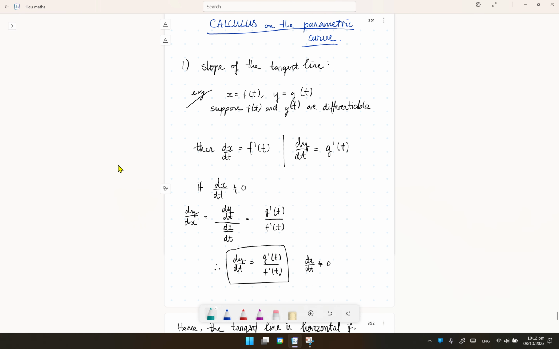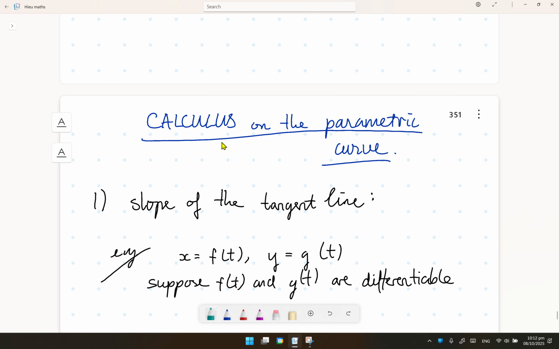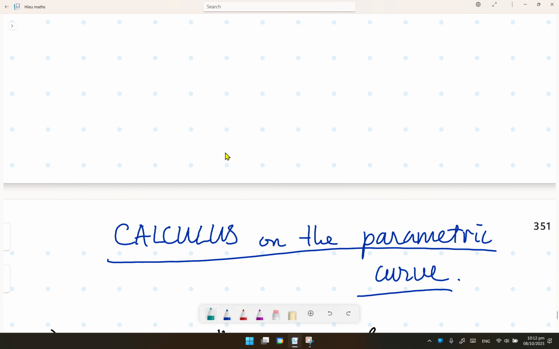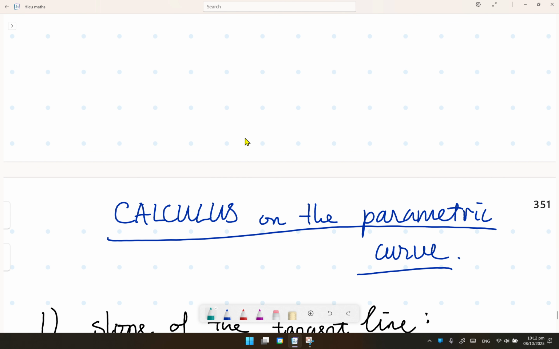Okay, so now let's move on to calculus on parametric curves. We're going to take this slowly, but this is the main focus of parametric curves in Calc 2. We don't have to worry about the physics. There might be a few questions about it, but generally you just want to be familiar with it and know it exists.